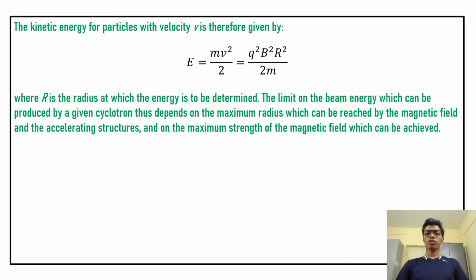The kinetic energy for particles with velocity v is therefore given by E equals mv squared by 2, that is equals q squared B squared r squared by 2m, where r is the radius at which the energy is to be determined. The limit on the beam energy which can be produced by a given cyclotron thus depends on the maximum radius which can be reached by the magnetic field and the accelerating structures, and on the maximum strength of the magnetic field which can be achieved.